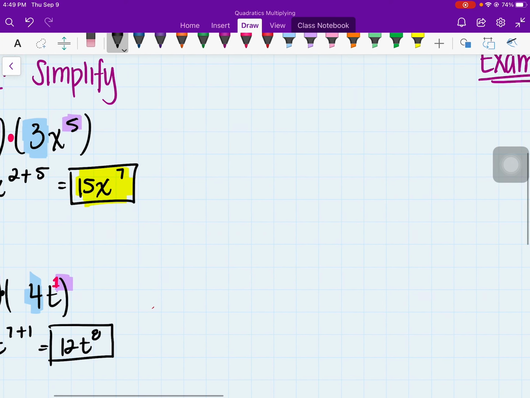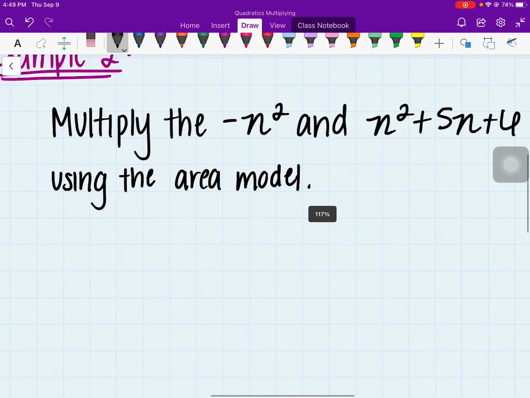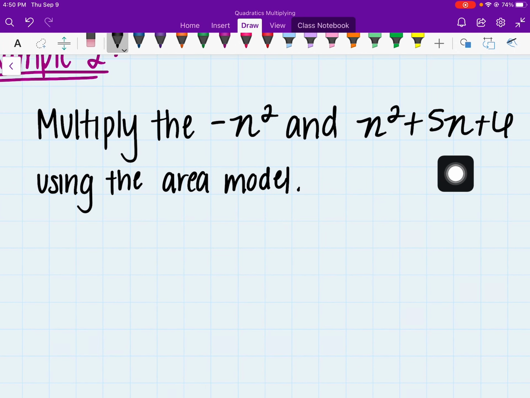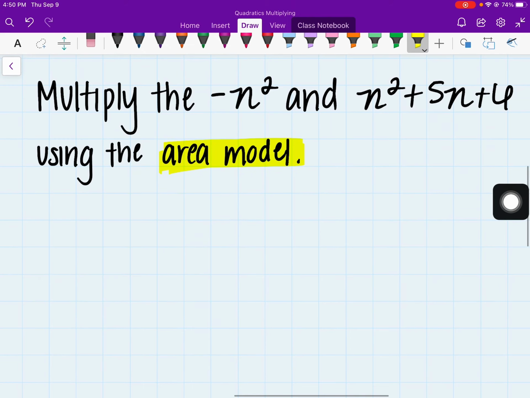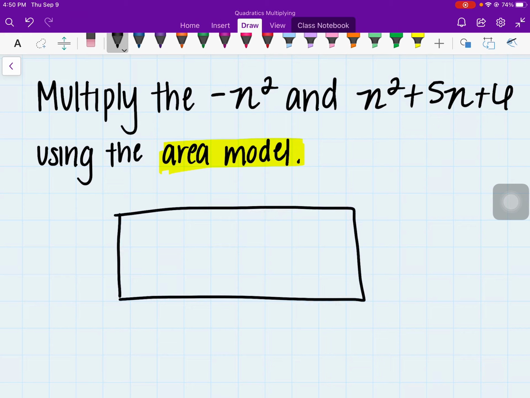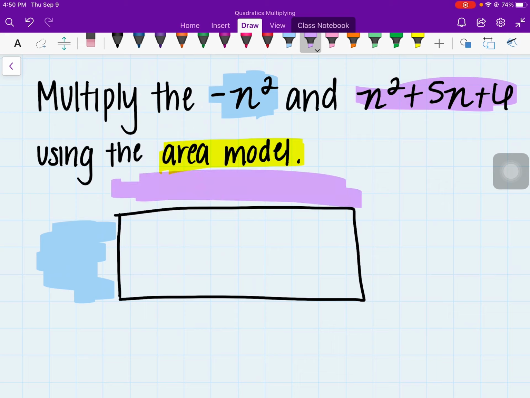Alright, now let's go ahead and move on to this example here, and in this case we're actually going to be multiplying a monomial expression by a polynomial expression or a trinomial, and we're going to use the area model. Now the area model in this case is I'm actually just going to draw a rectangle here. And each of these expressions actually represents a side in our rectangle. So I'm going to write this one on this side, and I'll write this one on this side here. So we have a negative n squared, and we have n squared plus a 5n plus 6.